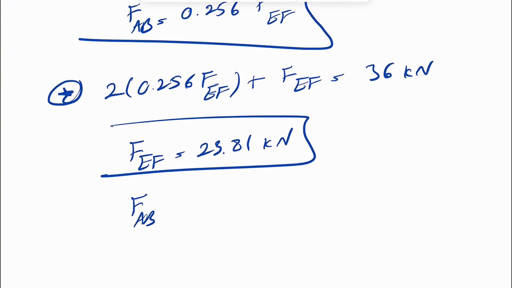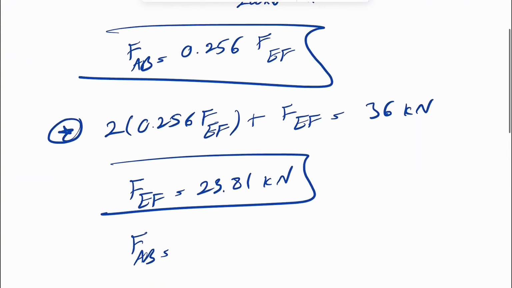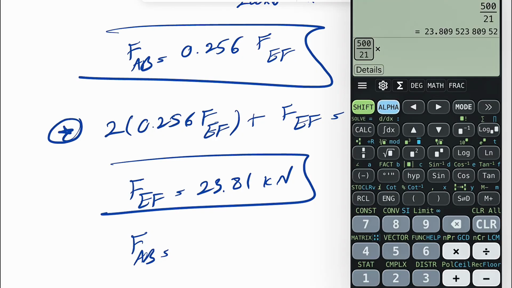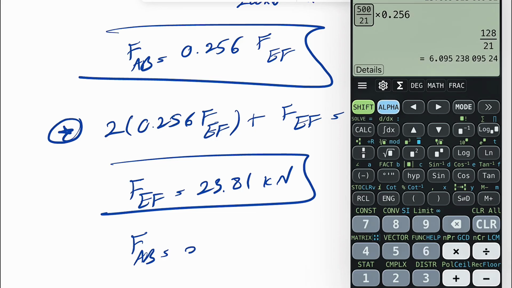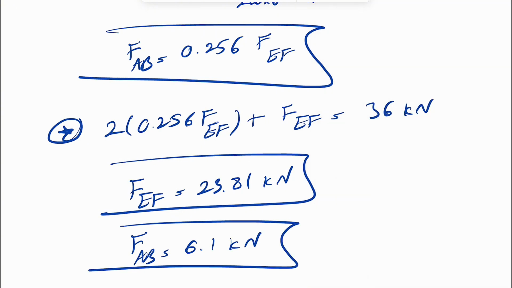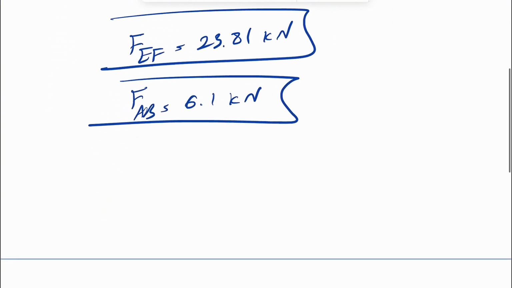Our FAB would be basically this value times 0.256, and our FAB would be 6.095, or we can just put it as 6.1 kilonewtons. So now we have each of the forces. Finding the stress in each of them is pretty easy.